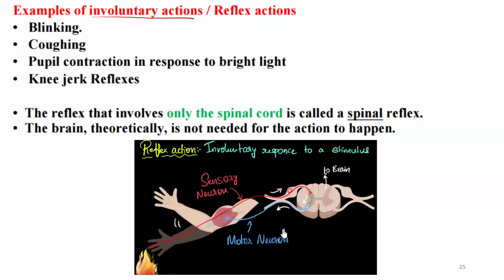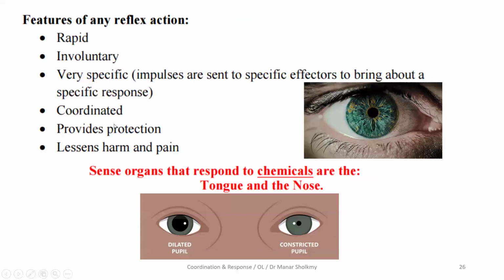So examples of involuntary actions, if you think about those actions, you will realize that these actions cannot be controlled, like blinking, coughing, pupil reflex, we just revised it, and knee-jerk. Any reflex action that happens in your head also is not under the control of the brain. Features of any reflex actions are very quick, they're involuntary, I cannot control them, they're very, very specific. They reach a very specific part of the body, very coordinated, and they are there to protect you. They're always there to protect you from pain or from harm, and they reduce the harm and the pain.